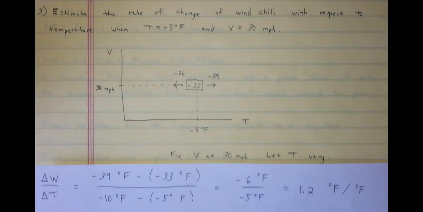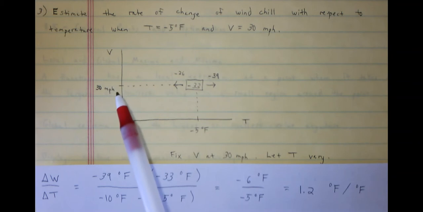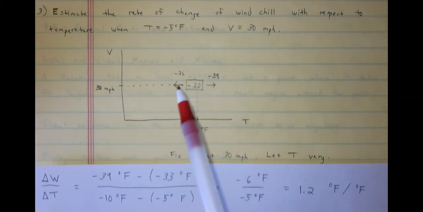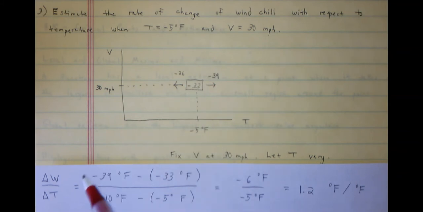Next, let's estimate the rate of change of wind chill with respect to temperature when T is -5 degrees Fahrenheit and V is 30 miles per hour. So now we're going to be fixing V at 30 miles per hour and letting T vary. This time we're stuck in this row corresponding to a wind speed of 30 miles per hour, and we're moving left or right. So we'll do the average rate of change calculation, change in W over change in T.